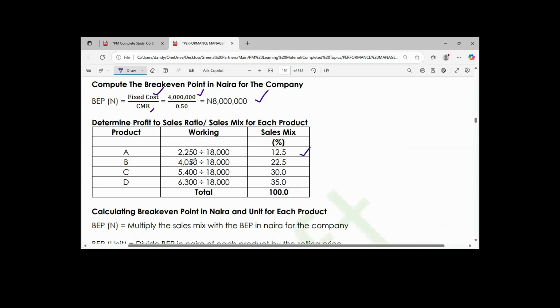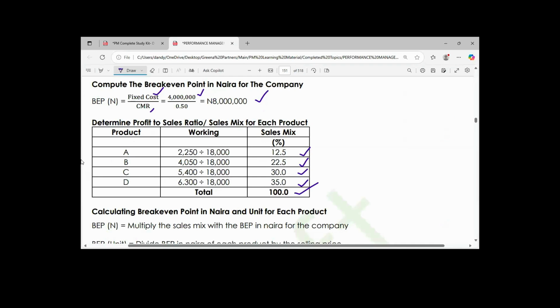For product B, 4,050 divided by 18,000 will give you 22.5%. For product C, 5,400 divided by 18,000 will give you 30%. And then for product D, 6,300 divided by 18,000 will give you 35%. At the end of the day, all your calculations must add up to 100%. Okay, so that is the sales mix.